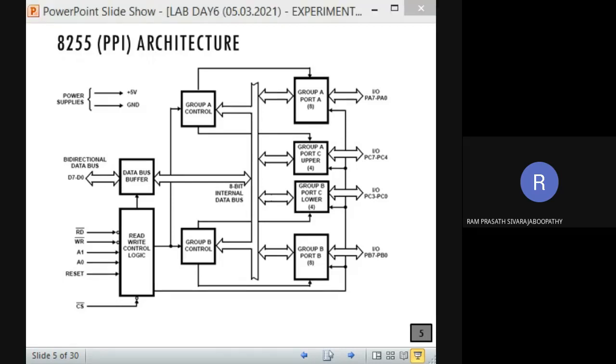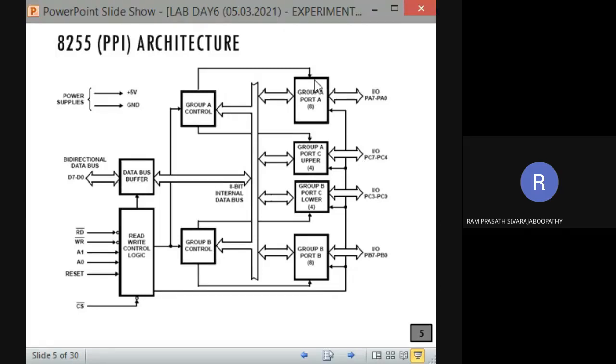Yes, very good Anthony Surya. 4 combinations, correct? So what combinations can come? Can you type it in the chat? A1 A0. Yes, very good: 00, 01, 10, 11. Very good. Okay, fine. Now coming to the point.